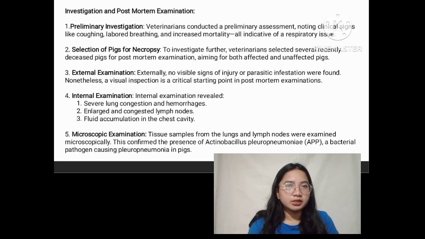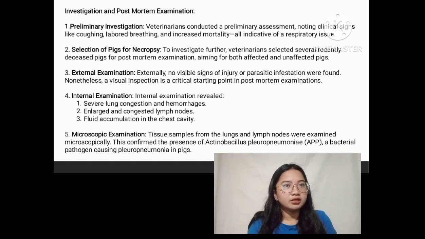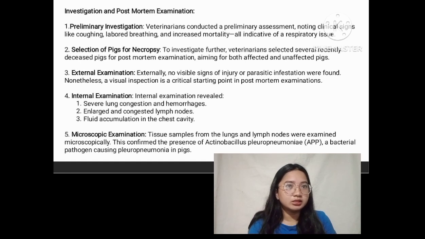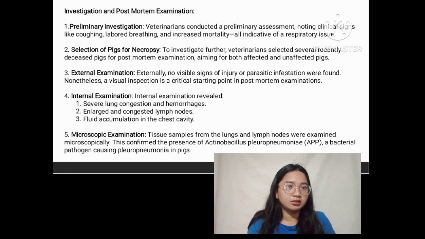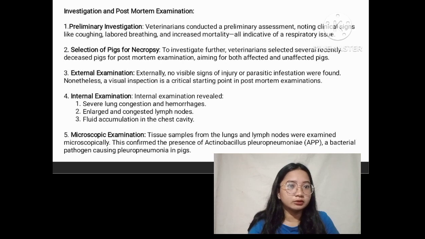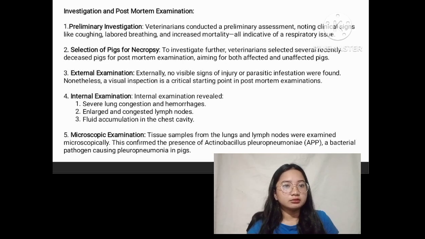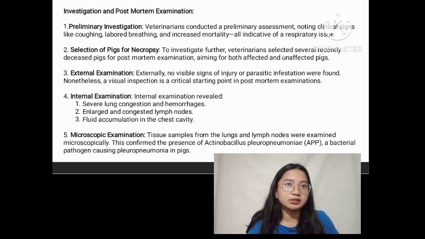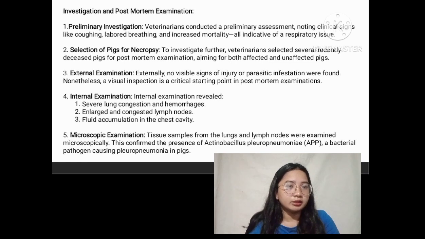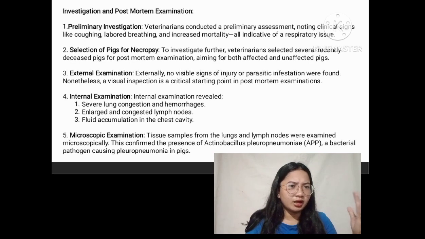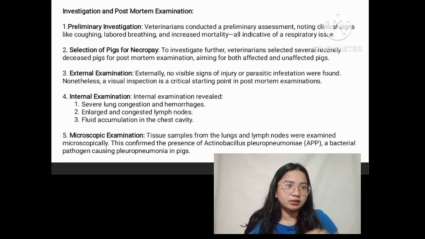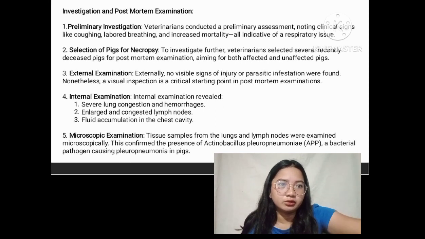Selection of pigs for necropsy. To investigate further, veterinarians selected several recently deceased pigs for post-mortem examinations, aiming for both affected and unaffected pigs. So, necropsy is all about autopsy, right? The veterinarians started to investigate, which is called post-mortem examinations, and selected deceased pigs, both affected and unaffected, as part of the post-mortem examination.